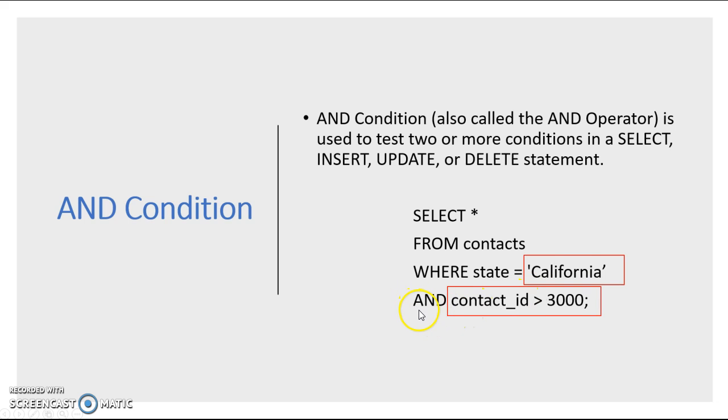And here we use the and operator in this case. We can use more than one operator. Maybe we can set that the name is Ricardo, and then we can add where state is California and contact ID is like this, and name is Ricardo, or sex is woman, and something like that. So this is how we use the and condition statement.